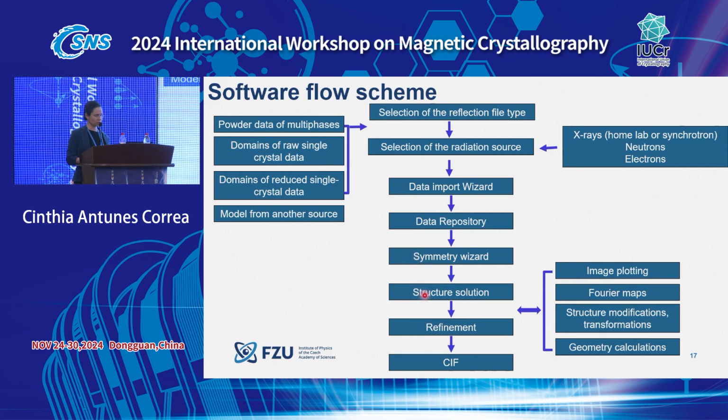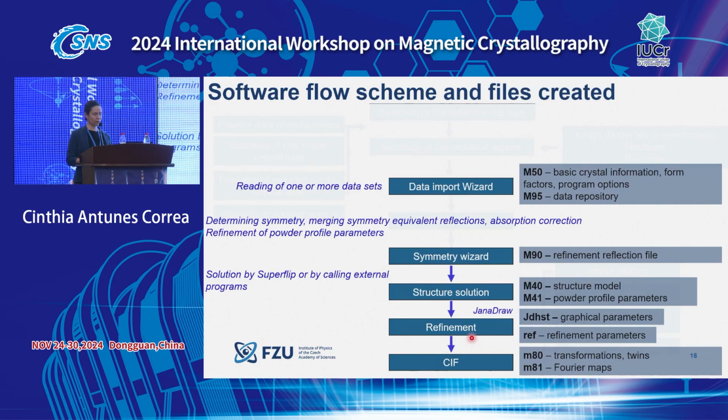Then we go for the structure solution. Once you have the initial solution of your structure, you can plot the image, calculate Fourier maps, perform some modifications or transformations in your structure, also some geometry calculations, and then you can refine. And this part here, it's very interactive. So we change things, refine, change, refine again. And once you finish and you have your final model, you create the CIF file. We will go through each of these steps in more detail.